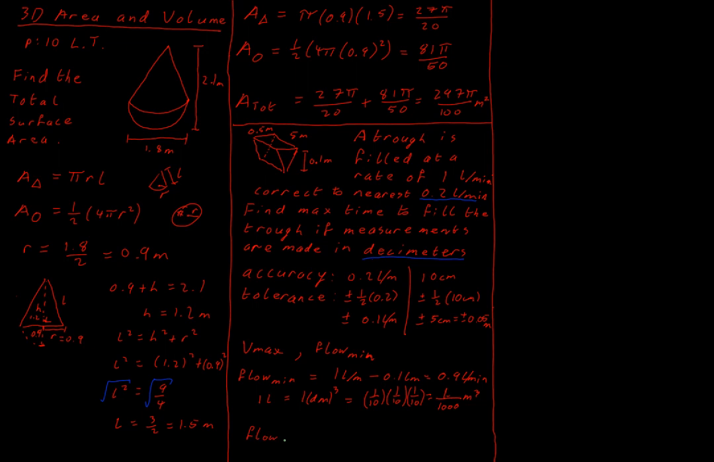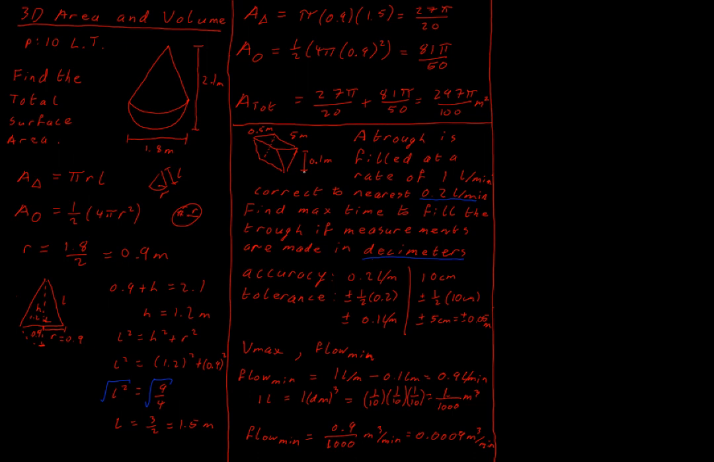So our minimum flow would be 0.9 all over 1,000 meters cubed per minute, which you can just write as 0.0009 meters cubed per minute. And now we've got our minimum flow rate.